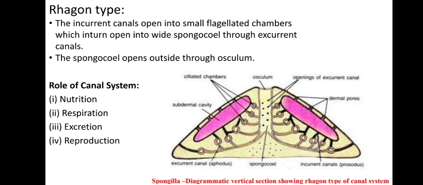It also helps in reproduction because it brings spermatozoa from other sponges. We know that even though sponges are hermaphrodites, cross fertilization is the rule. So spermatozoa are brought by the incurrent water, and then fertilization takes place, and the larval forms are also released into the water. In that way, the canal system of sponges helps in reproduction too. And that's all for today's class.